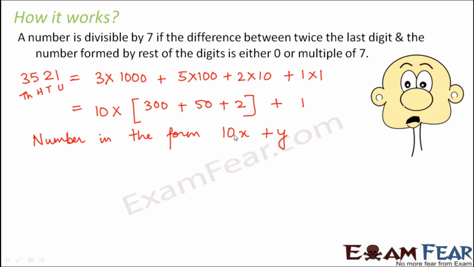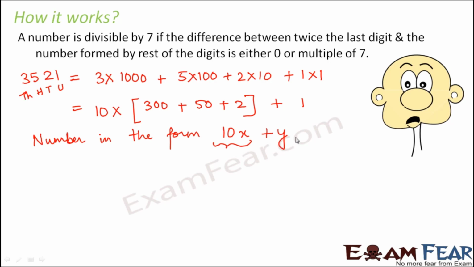That is 10 into this entire part, which is considered as x, plus y. What is y? Y is the last digit, that is the digit at the units place. So this number has been written in the form of 10x plus y. Now what we have to prove? We have to find out if 10x plus y is divisible by 7 or not. So how can we handle this 10x part more smartly, in a smarter way?